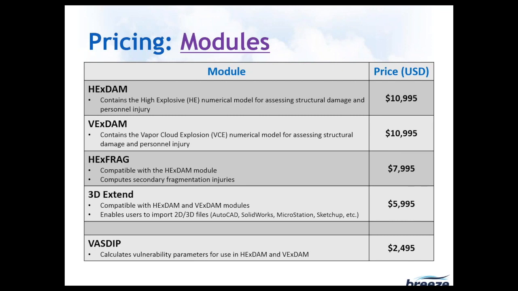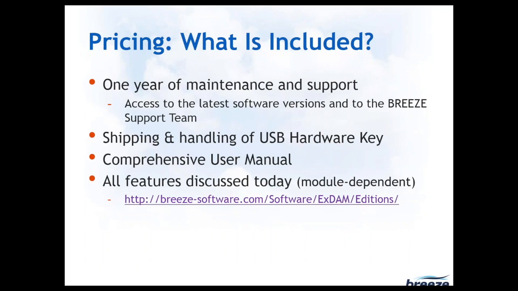Now, with your purchase, you will receive access to 1 year of maintenance and support, which will provide you with access to the latest software versions as well as to the support team. You'll also receive a USB hardware key. VExDAM utilizes a USB hardware key licensing system, so we'll ship this to you free of charge. You'll also receive access to a comprehensive user manual and all the features that Brian covered today, of course, depending on the module that you purchase.